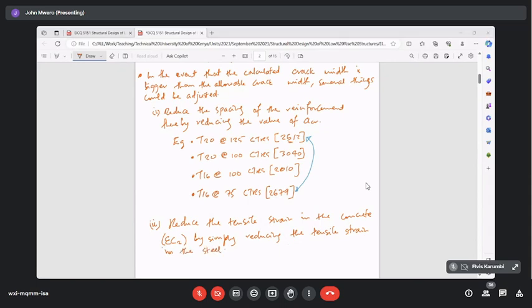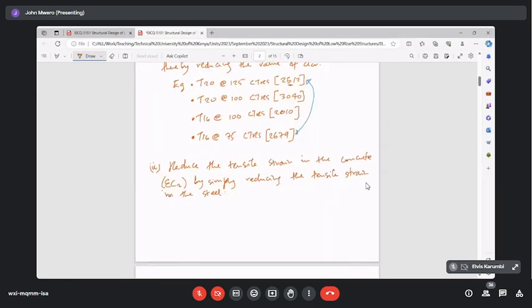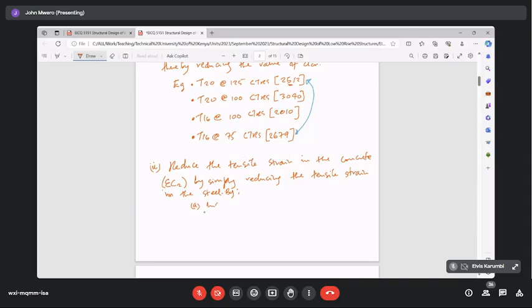So how would you do that? One, you could increase the depth of the section.